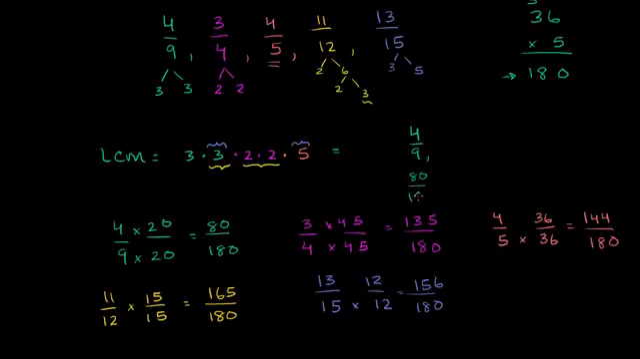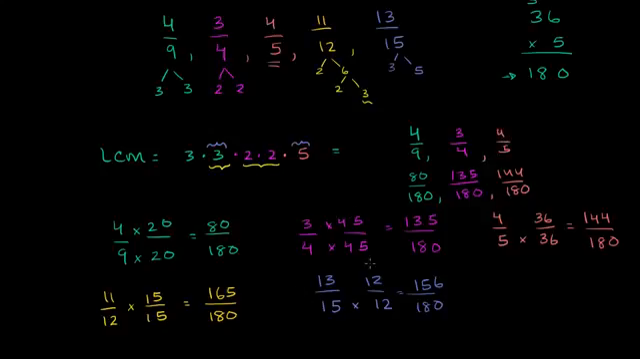Let me write it both ways. 80 over 180. Then the next smallest number looks like it's this 135 right over here. So then our next one is going to be the 135. I want to do it in that same color. The next one is going to be that 135 over 180, which is the same thing as 3/4. And then the next one is going to be, let's see, we have the 144 over 180, which is the same thing as 4/5.